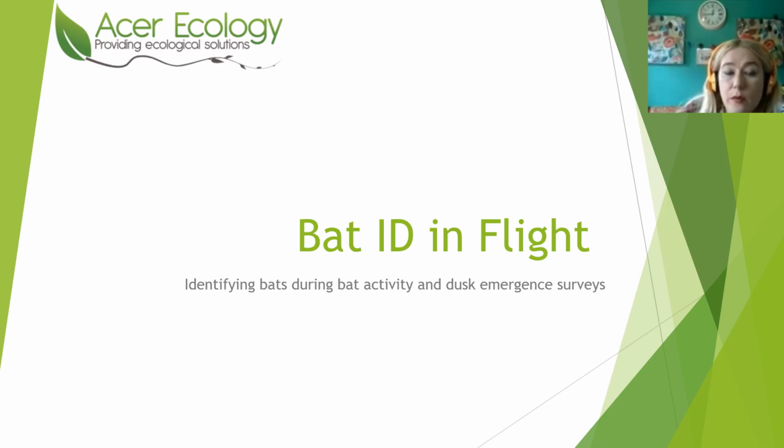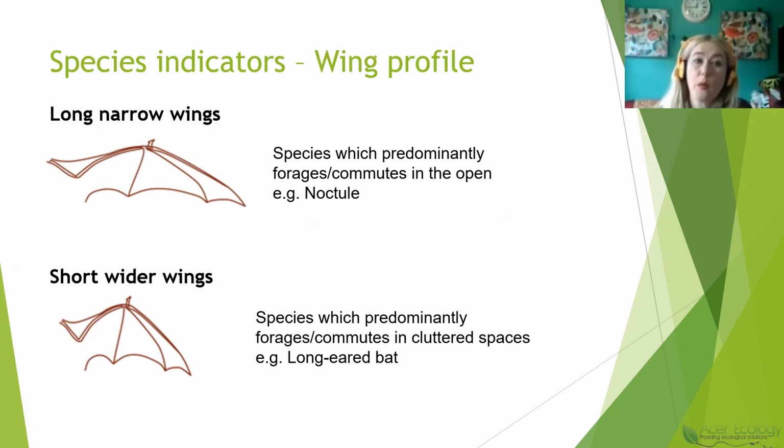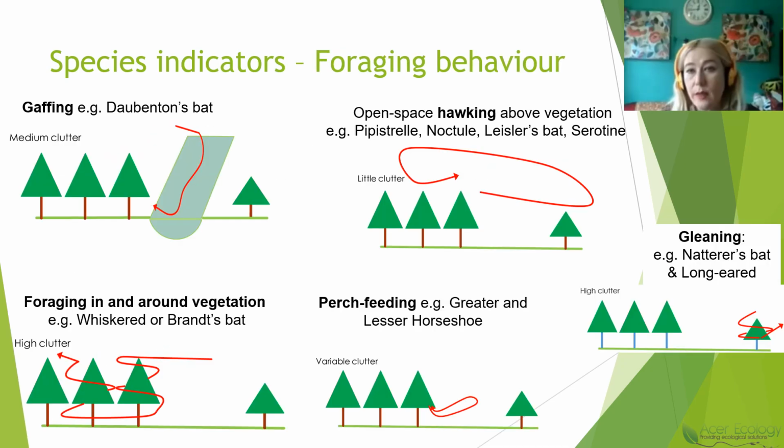So the presentation I'm going to go through now is a little bit about flight style and behavior and heterodyne recordings. Nocturnal bats, for example, will have long, narrow wings, and that makes them really strong flyers and very fast. Whereas a lot of other species that have shorter, wider wings are more highly maneuverable and will function better in a cluttered space rather than an open space. An example of that would be long-eared bats. We then have different foraging behaviors, and we've got different names for them.